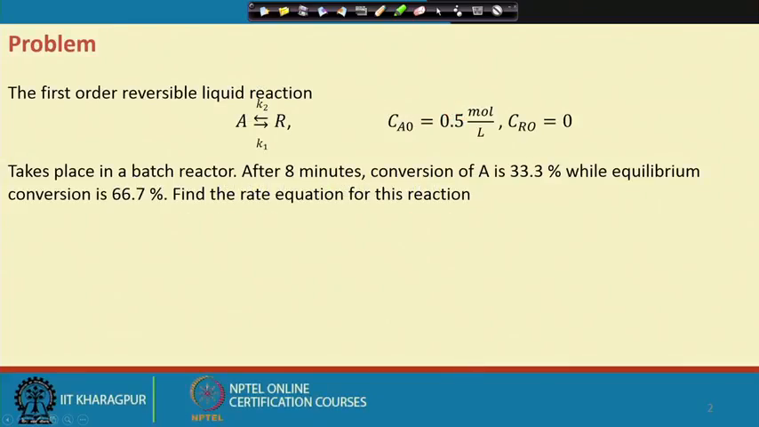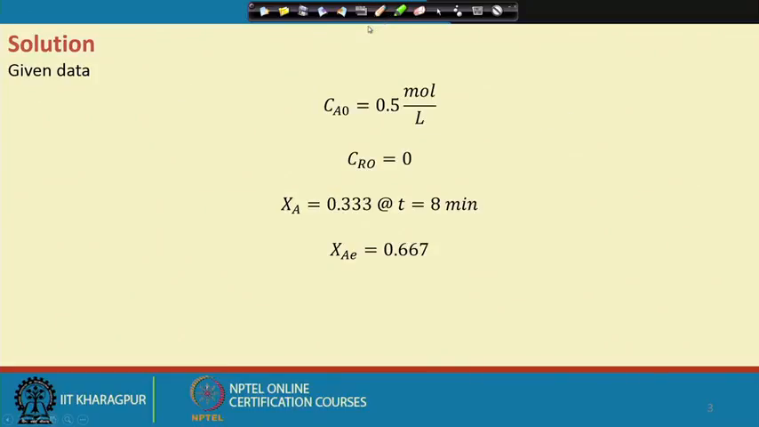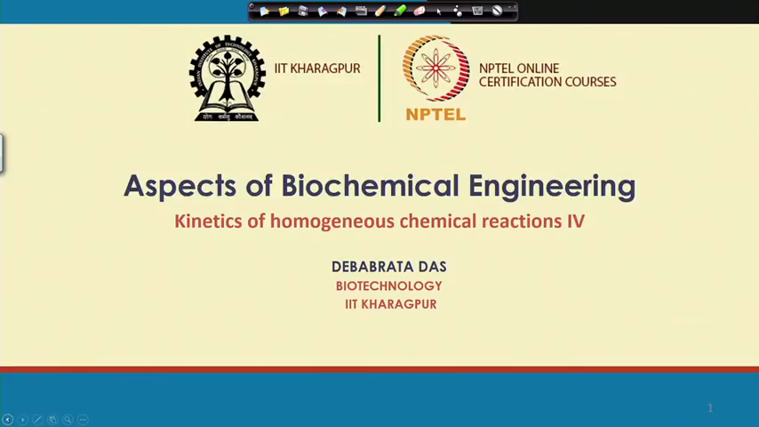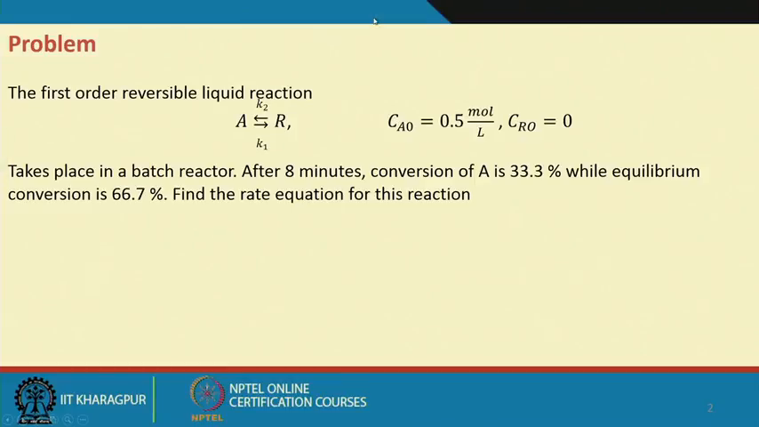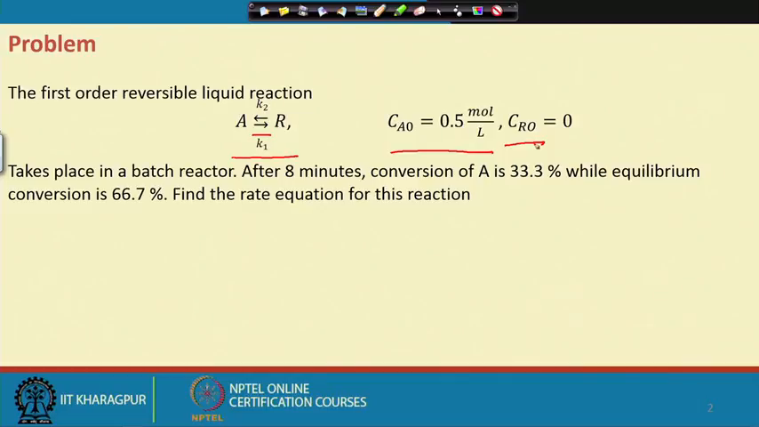Now, we have taken a very simple situation. If you look here, the first order reversible reaction is given like this, A to R, where K1 is the rate constant for the forward reaction and K2 is the rate constant for the backward reaction. Ca0 is the initial substrate concentration, and the initial product concentration Cr0 equals 0.